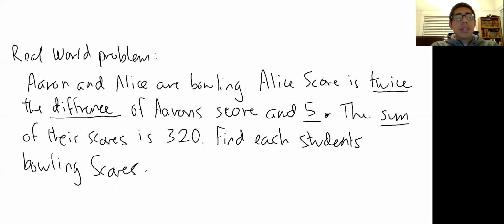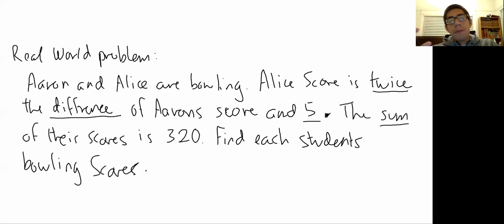So let's look at this real world problem. Aaron and Alice are bowling. Alice's score is twice the difference of Aaron's score and 5. The sum of their scores is 320. Find each student's bowling scores.